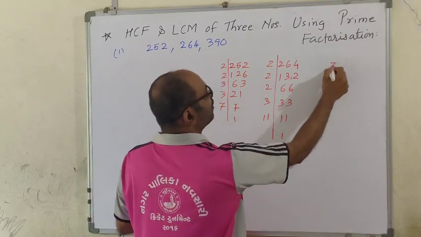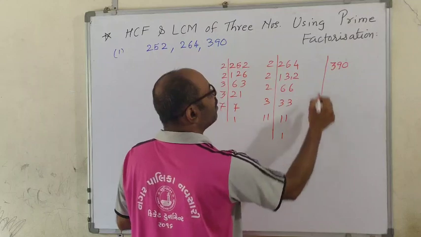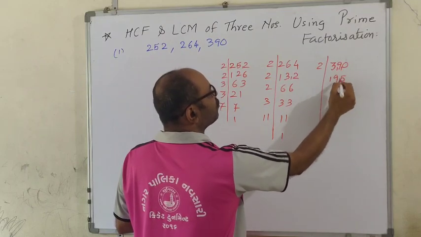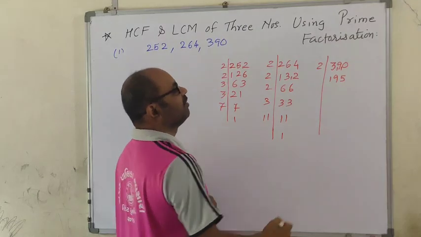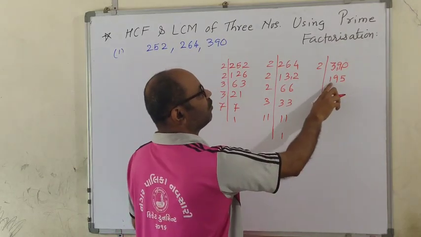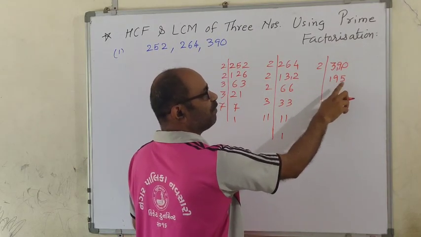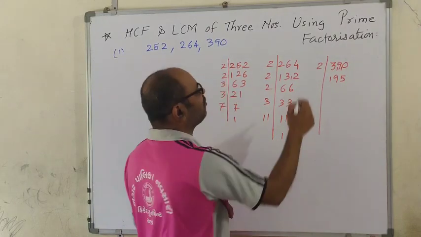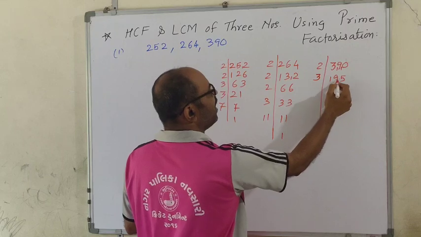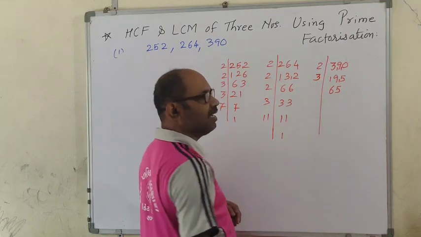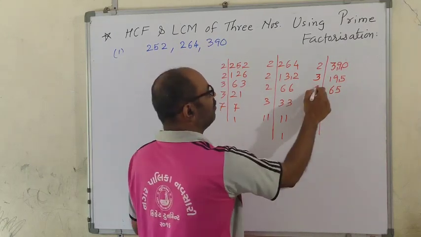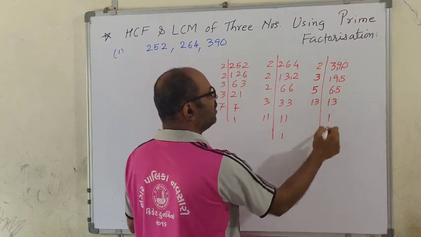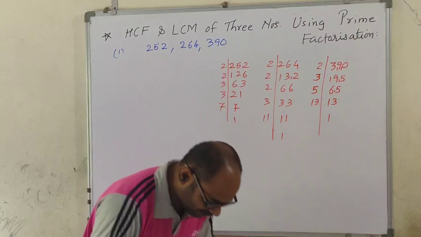The last number is 390. 2 1s are 2, 2 9s are 18, 2 5s are 10. Now is it divisible by 3? 9 plus 1 is 10, 10 plus 5 is 15, 15 is divisible by 3. So 195 is also divisible by 3. 3 6s are 18, 3 5s are 15. Now it's not divisible by 3. So 5. 5 3s are 15, and 13 is prime. So we got the prime factors.